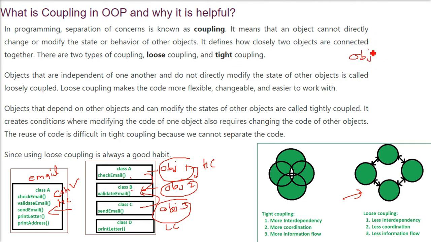Let me tell you again. If there are two objects or two different classes, and they are interacting too much, changing the behavior of one another, that is called high coupling, or tight coupling, which is not required. This is more dependency, more coordination, more information flow. We don't want that. We want loose coupling, less interdependency, less coordination, less information flow. So coupling is this, and how it is helpful, I told you about that.